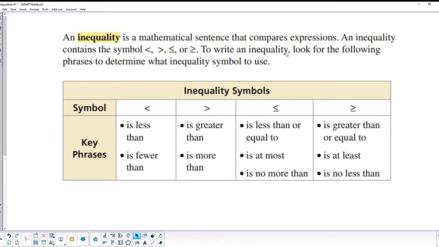This next symbol is the less than or equal to symbol. Another way of describing this is at most or is no more than. And then the last symbol is greater than or equal to, as we see in those words right there. Other ways of describing that is a relationship where a number is at least another number or is no less than another number. That would mean that number is greater than or equal to whatever you're comparing it to.